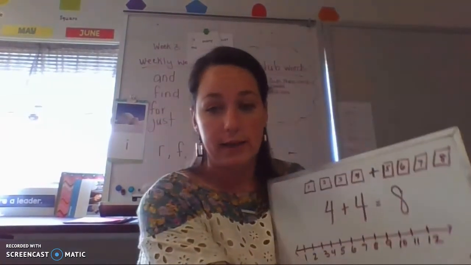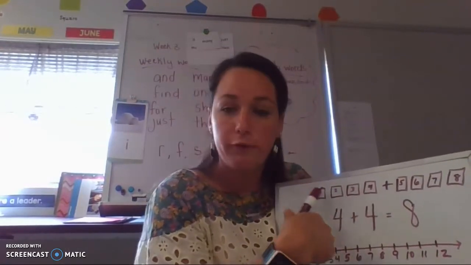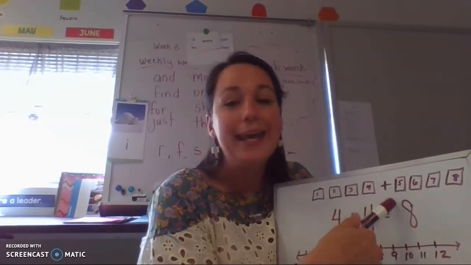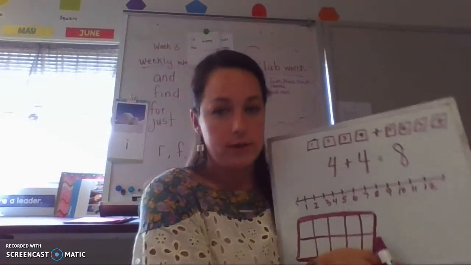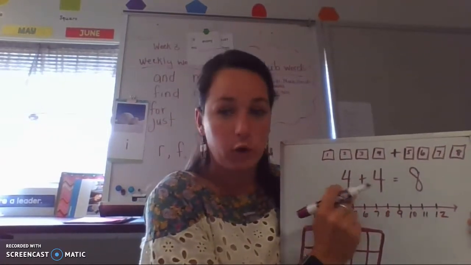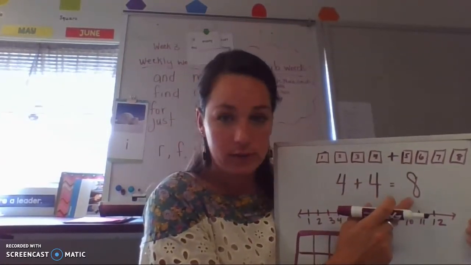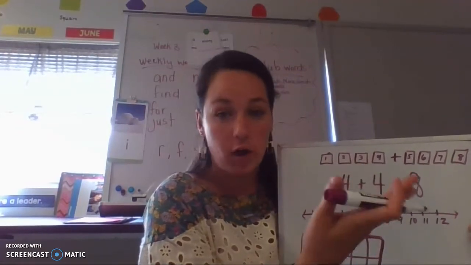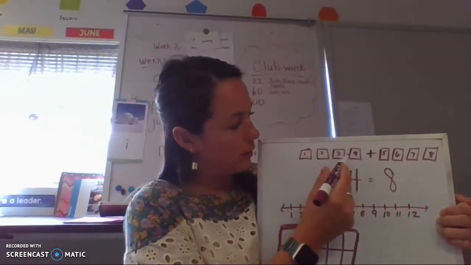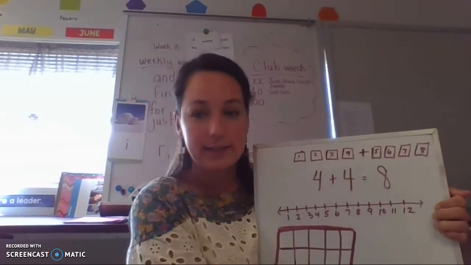So the first thing I did, I drew a picture. I drew the blocks up here. I drew 4 blocks first, and then I drew 4 more. So then I could write my equation. 4 plus 4 equals, I knew it was 8 because I counted all the blocks together. 1, 2, 3, 4, 5, 6, 7, 8.